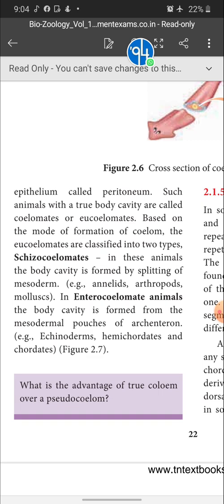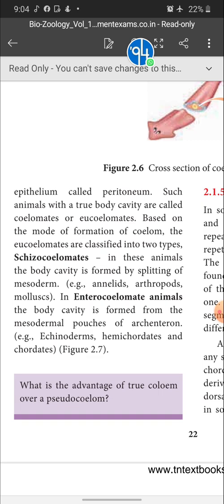What is the difference between schizocoelomate and enterocoelomate is a 3-mark question, children. Mark it immediately. In these animals, the body cavity is formed by splitting of mesoderm. Example, annelid, arthropod and mollusca. So when the body cavity is formed by splitting of mesoderm, then it is said to be what? Schizocoelomate. Example, annelids, arthropods, mollusks, etc.